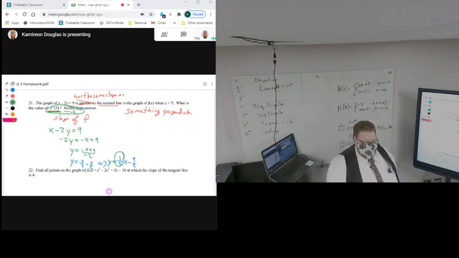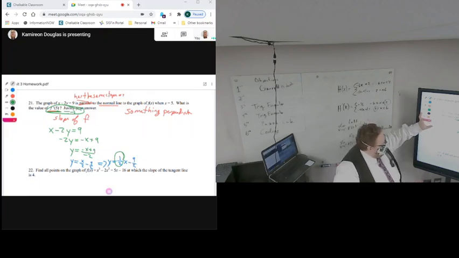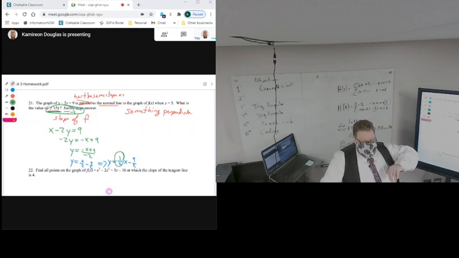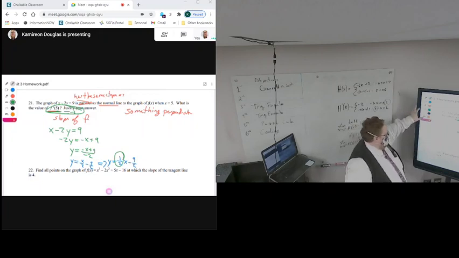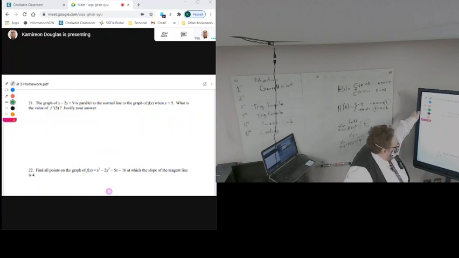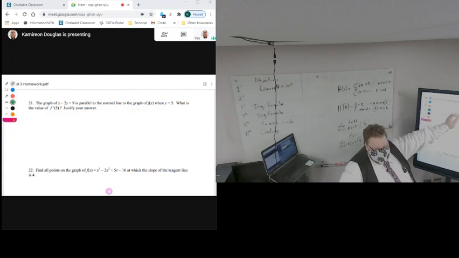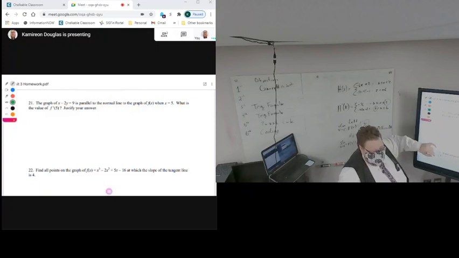So take a look at the beginning of this problem, and I want you to focus on how we get from what they talked about to the steps to our solution. So what did they give us from the very beginning? This graph is parallel to the normal line of the graph of f of x when x equals 5. What is the value of f prime? I can do it two ways. I can start with the equation and work to f prime, or I can start with f prime and work backwards. Here I will do the other way this time to showcase how it works.